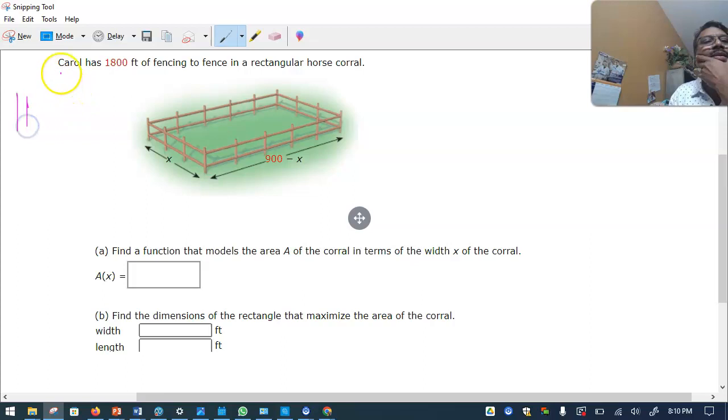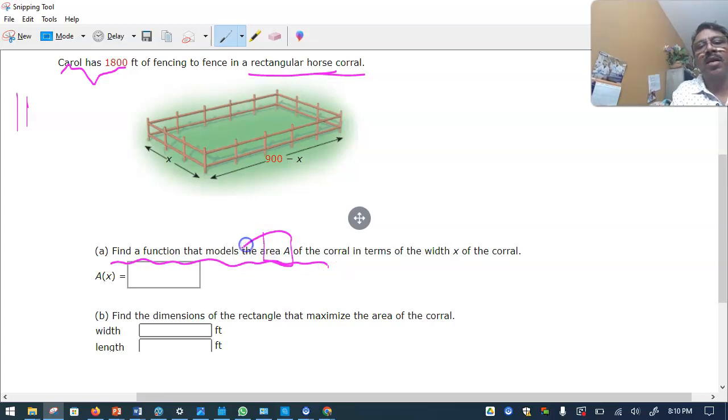This is question number 11, and say Carol has 1,800 feet of fencing to fence a rectangular horse corral. You can see the visuals are very clear about what it means. So the question is, find the function that models the area of the corral in terms of the width. So the width is given as x of the corral. If this is x, the length is also given. So this area is length times width. Maybe this is the length and this is the width, or you can say it the other way, it doesn't matter.